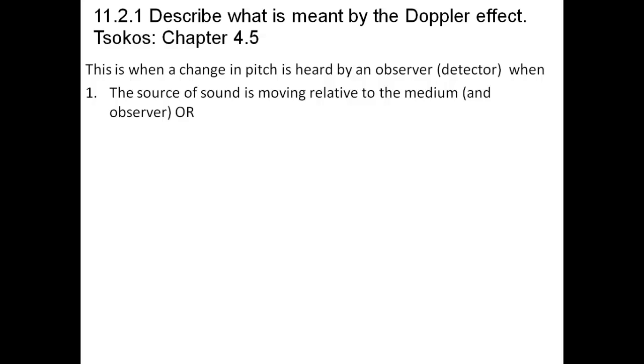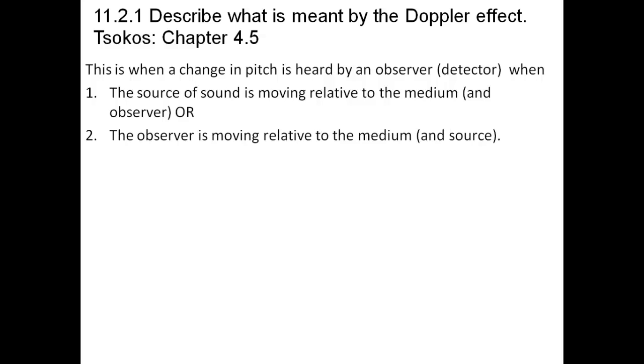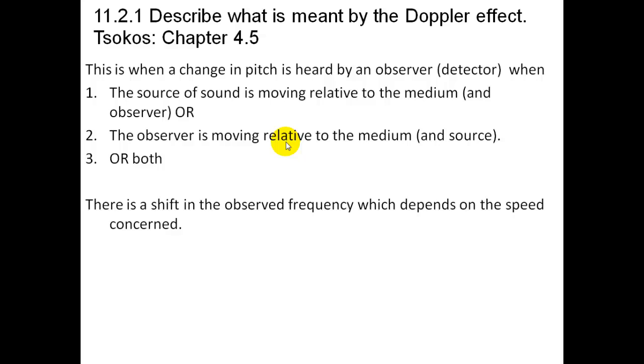This happens when the source of sound is moving relative to the medium and the observer, which is usually what happens, or sometimes the observer is moving relative to the medium. Most of the experiences that you have are the first one, or it could be both. There's a shift in the observed frequency according to the observer, which depends on the speed concerned. We have to do calculations for 1 and 2, but not for 3.